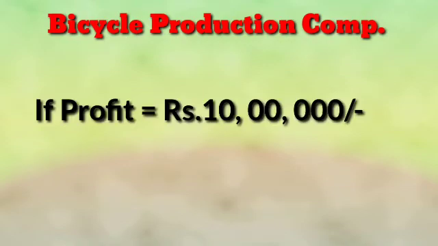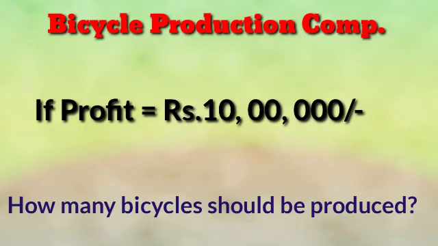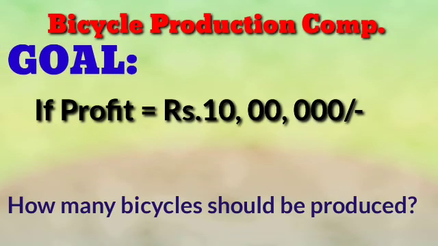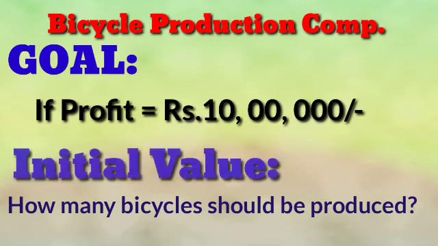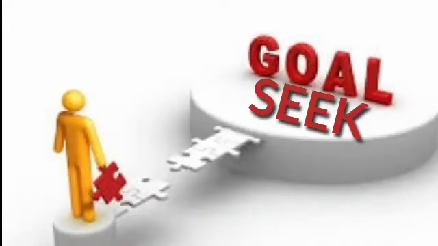For example, if there is a production company producing bicycles, and we want to earn a profit of rupees 10 lakh, we want to know how many units of bicycle should be produced. So we know the goal, that is a profit of rupees 10 lakh, and we want to know the initial value. This can be obtained using the tool goal seek.